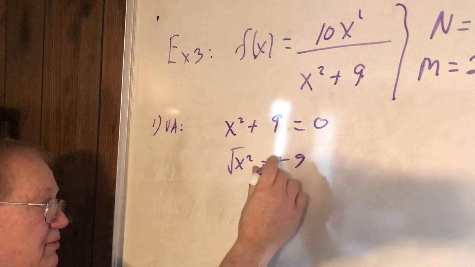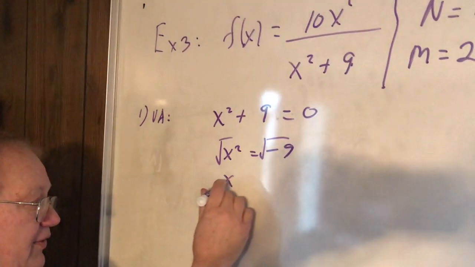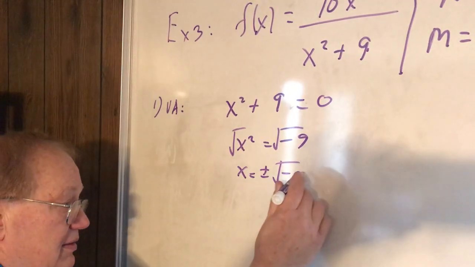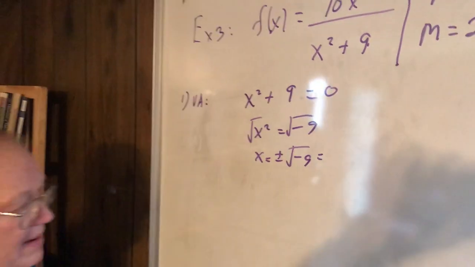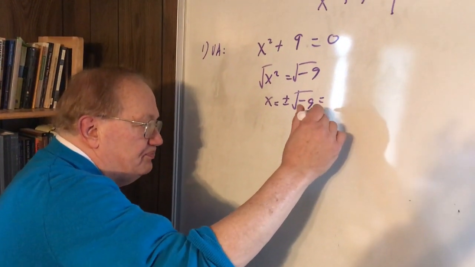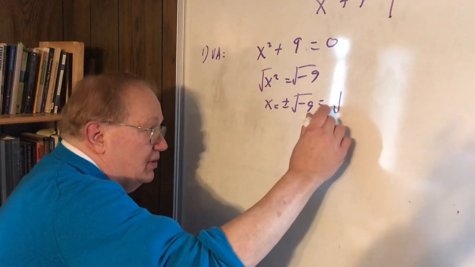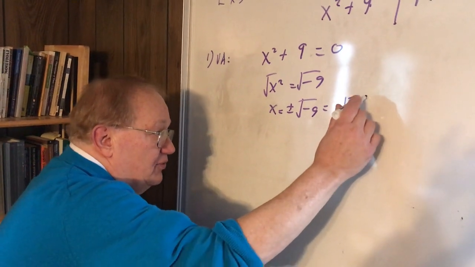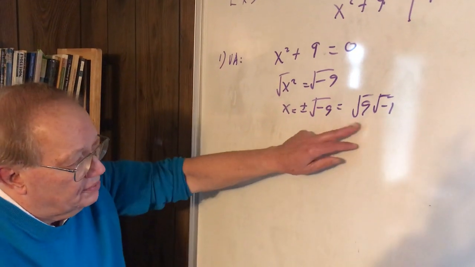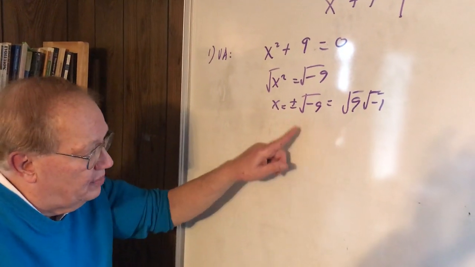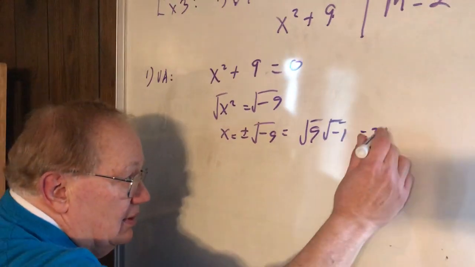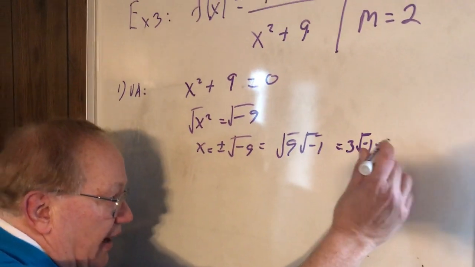If I take the square root, x equals plus or minus the square root of minus 9. If you remember how we can write imaginary numbers, I can write this as the square root of 9 and the square root of minus 1. You can multiply radicals together and the radical disappears. That's the same thing. So the square root of 9 is 3. The square root of minus 1, of course, is i.